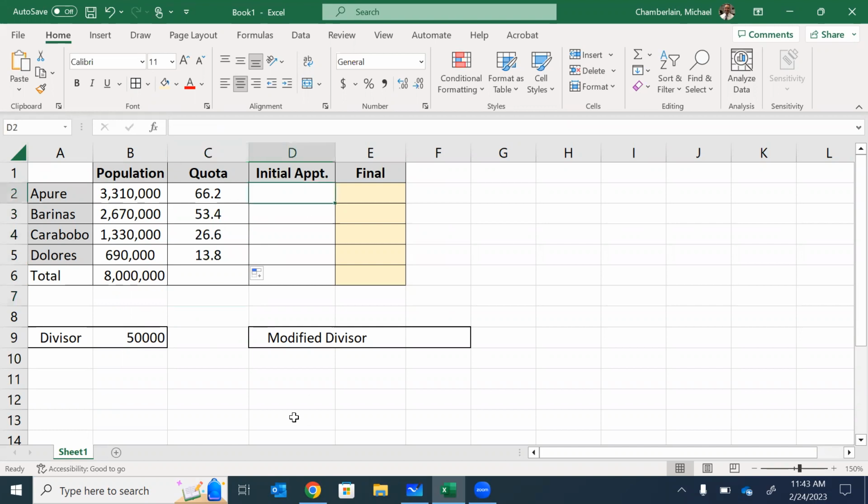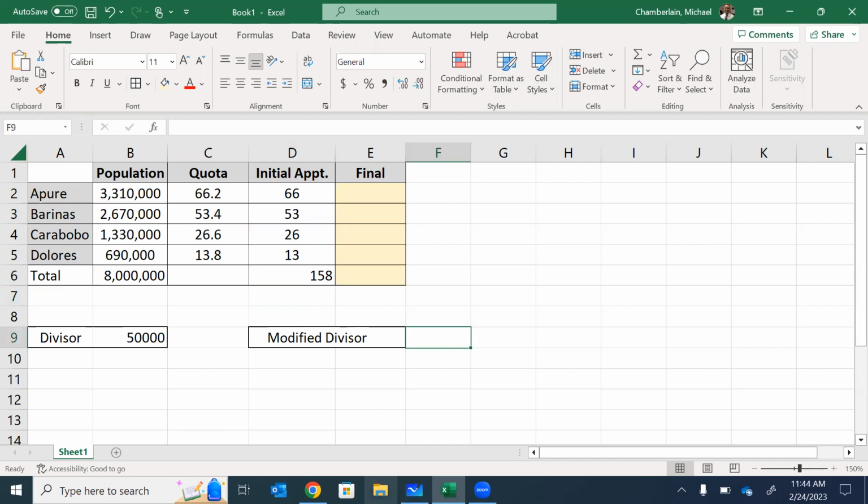All right, so then our initial apportionment is just the decimals cut off. There's also an Excel function for this. However, I'm just going to type them in manually right now. I don't want to teach too much at once. So 66, 53, 26, and 13. If you hit the sum button, it'll add those up and you see it's 158. We already knew that from before. But now I want to do a modified divisor.